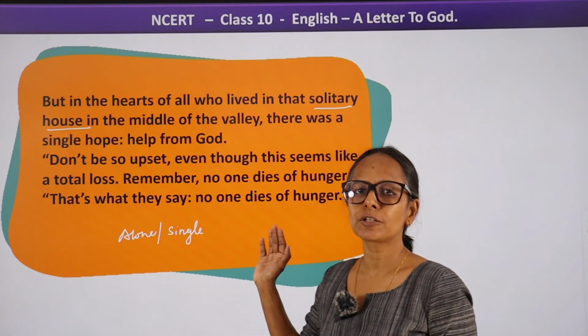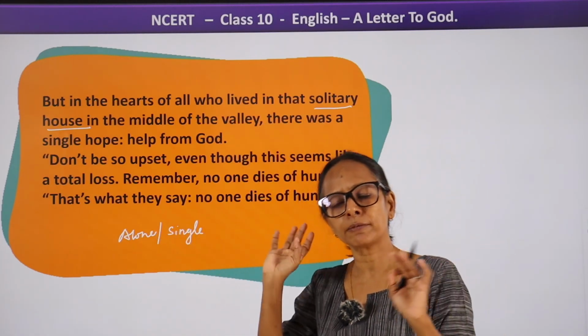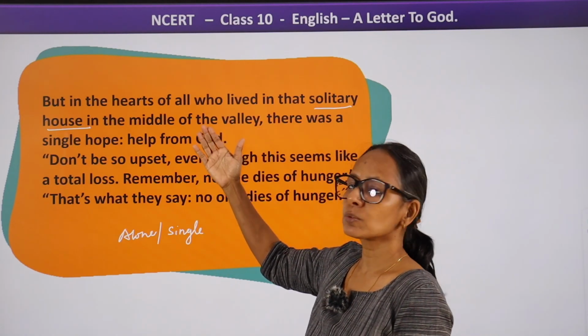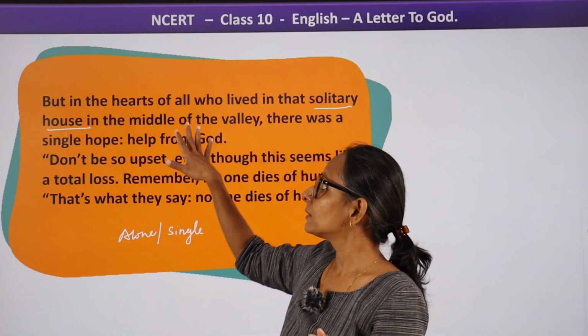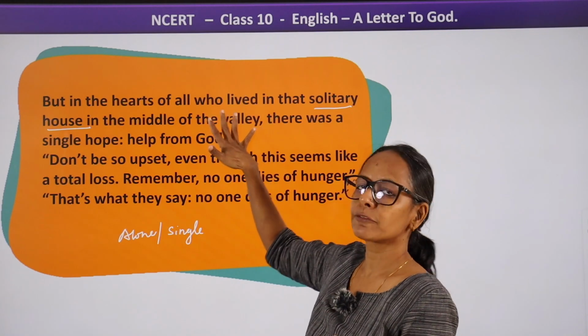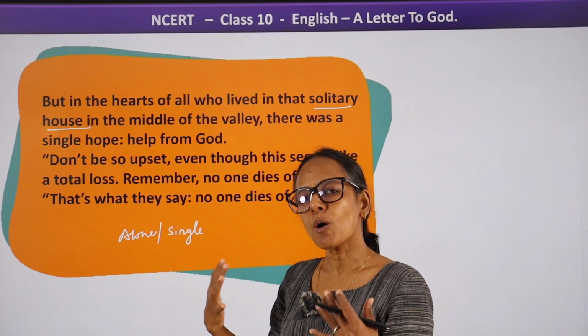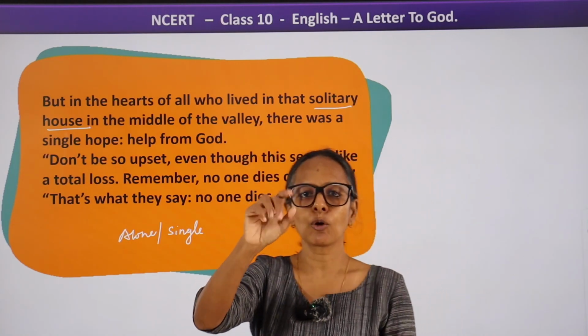So this is what solitary means. We knew that the house was a single one in the entire valley. That was the first sentence of the story, right? So in that house that was standing all alone in this entire valley, in the hearts of all who were living in that house, Lencho, his wife, his children, all of them, there was a single hope.